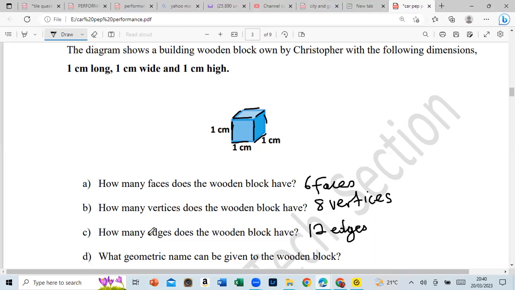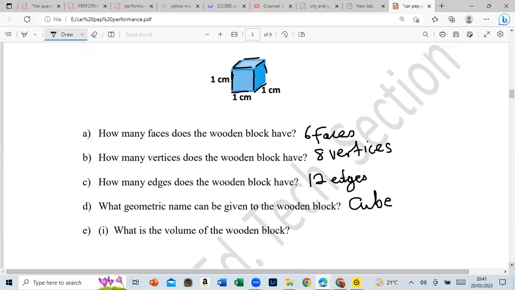Alright. What geometric name can be given to the wooden block? Well, I already called that several times. It's actually a cube. So guys, you must know the properties. You must know what vertices are, what faces are, and what edges are.